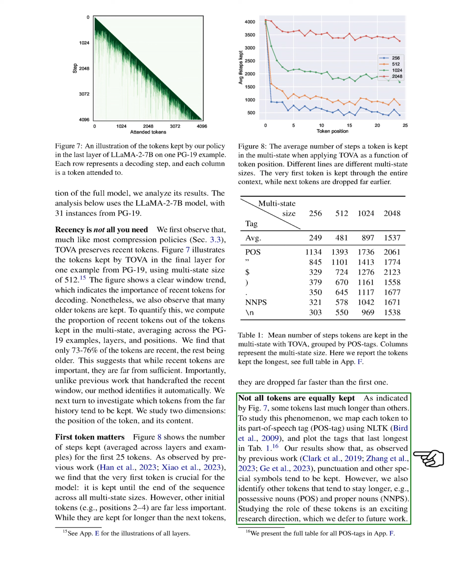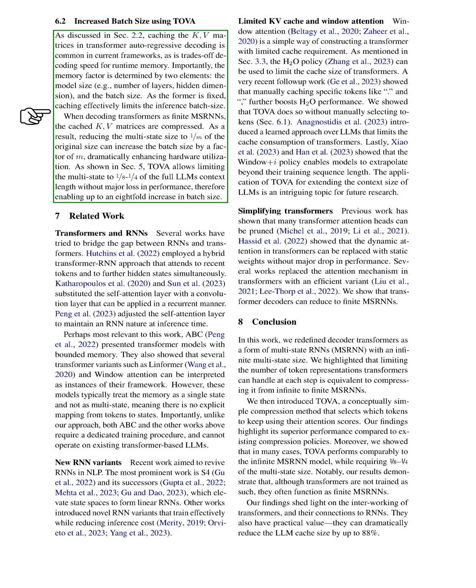Section. Increased batch size using TOVA. We're going to talk about how we can increase the batch size using a method we call TOVA. As we've mentioned before, it's common to cache the K and V matrices when decoding transformers in an auto-regressive manner. This is a trade-off between decoding speed and memory usage during runtime. The amount of memory used is determined by two factors: the size of the model, like the number of layers and the hidden dimension, and the batch size. Since the model size is fixed, caching effectively puts a limit on the batch size during inference.